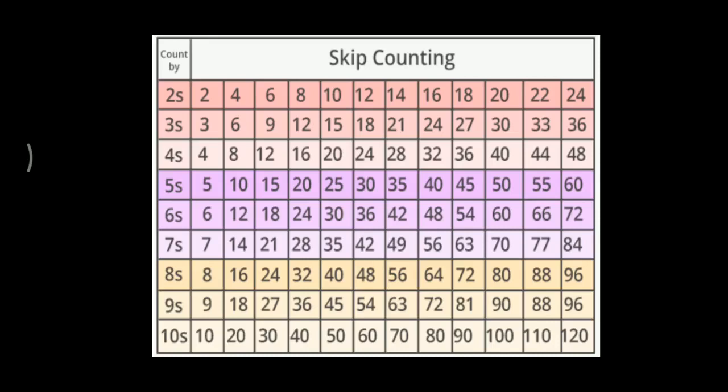Similarly, if we do skip counting by 3, 4, 5, 6 or any other number, we keep on adding the same number again and again. You can observe this. These are also called the tables. This is the table of 2. This is the table of 3. This is the table of 4. And this is the table of 5, and so on.